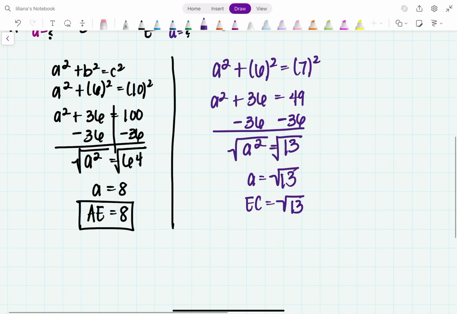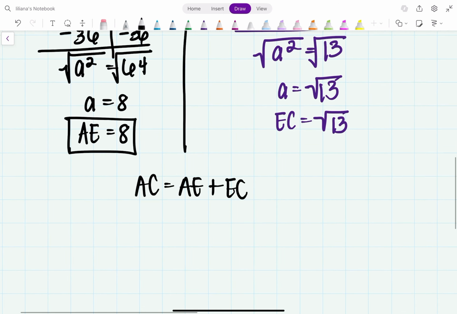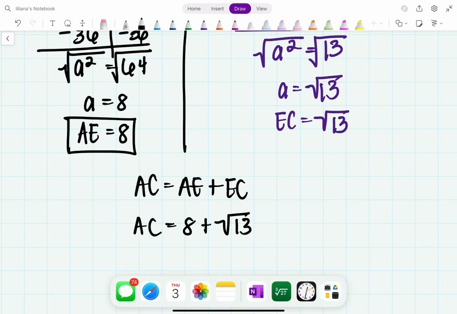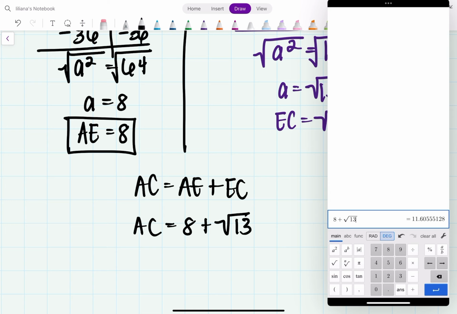If I want to find AC, it's going to be AE plus EC. That would give us 8 plus the square root of 13. And if we check that, 8 plus the square root of 13 would give me 11.6, because we're only rounding to 1 decimal.